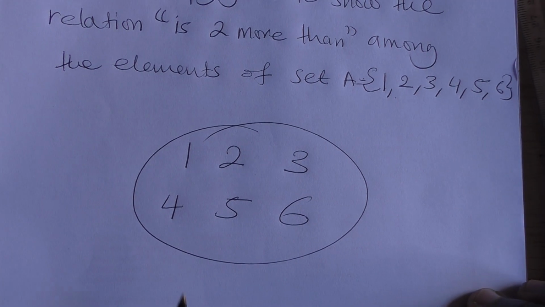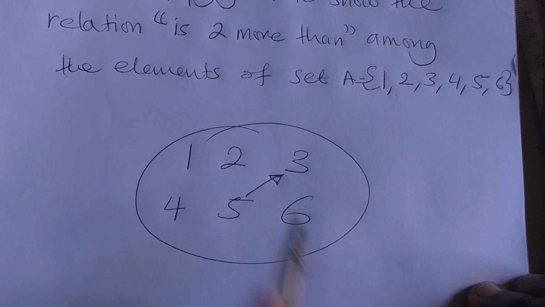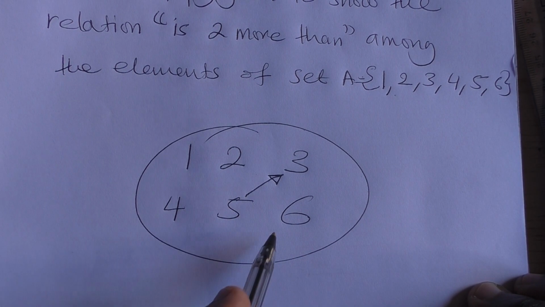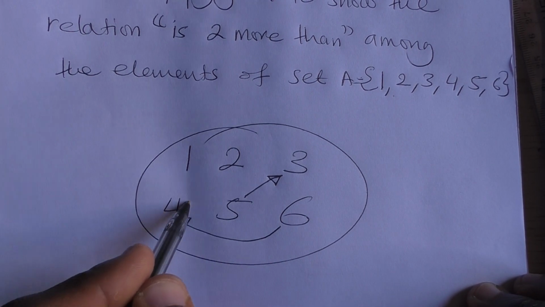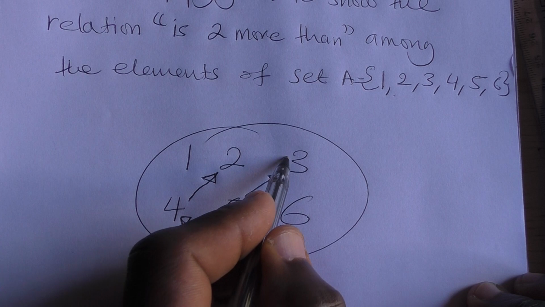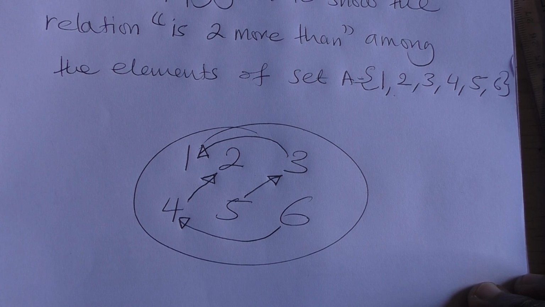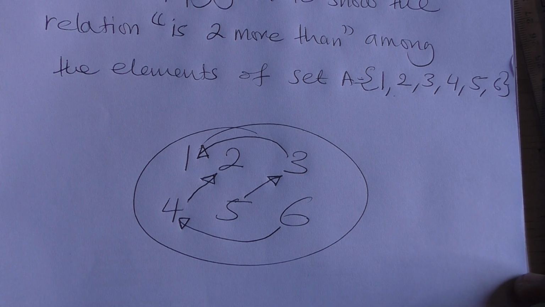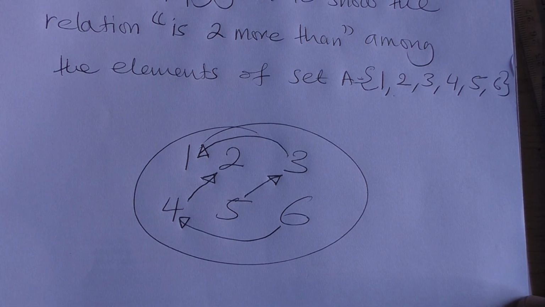How do we know this? 5 is 2 more than 3. 6 is 2 more than 4. And 4 is 2 more than 2. The same applies to 3, which is 2 more than 1. That will be our parallelogram showing the relation is 2 more than.